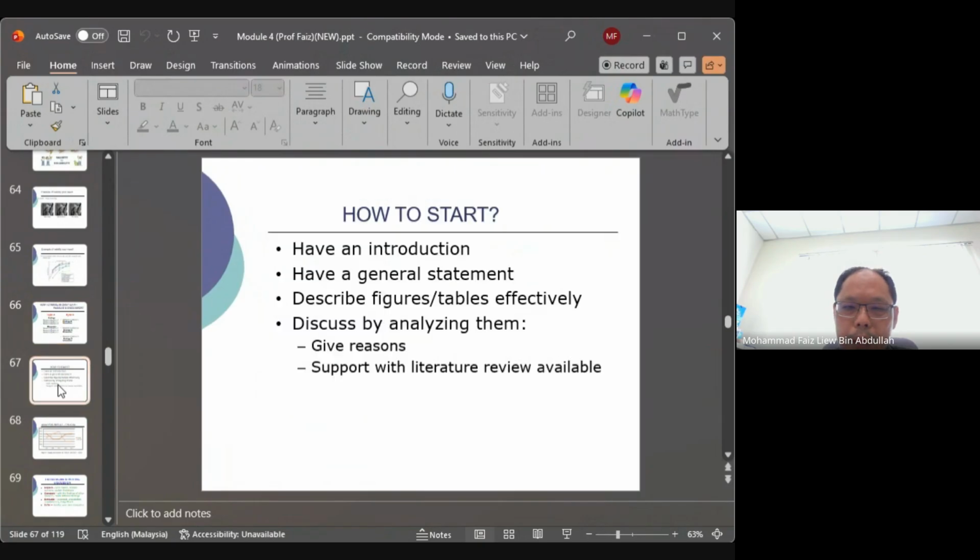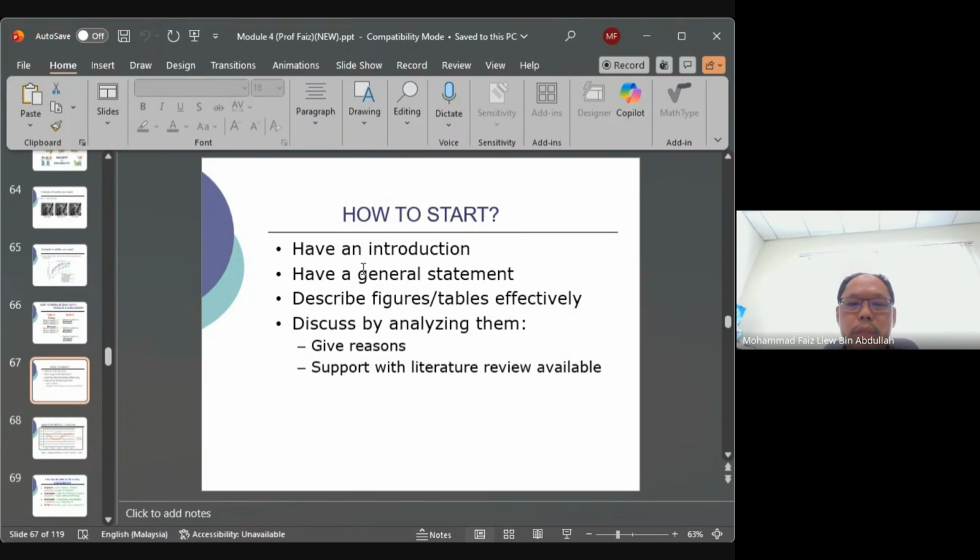Okay, how do you start when you want to write the discussion? Of course, you must have a bit of an introduction, even though it is in chapter 4. It is an introduction to what you have done throughout the testing and everything.